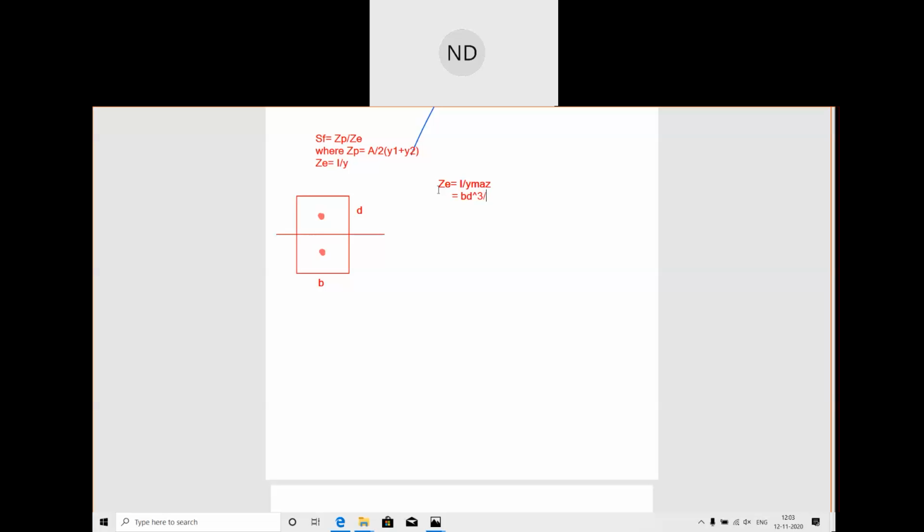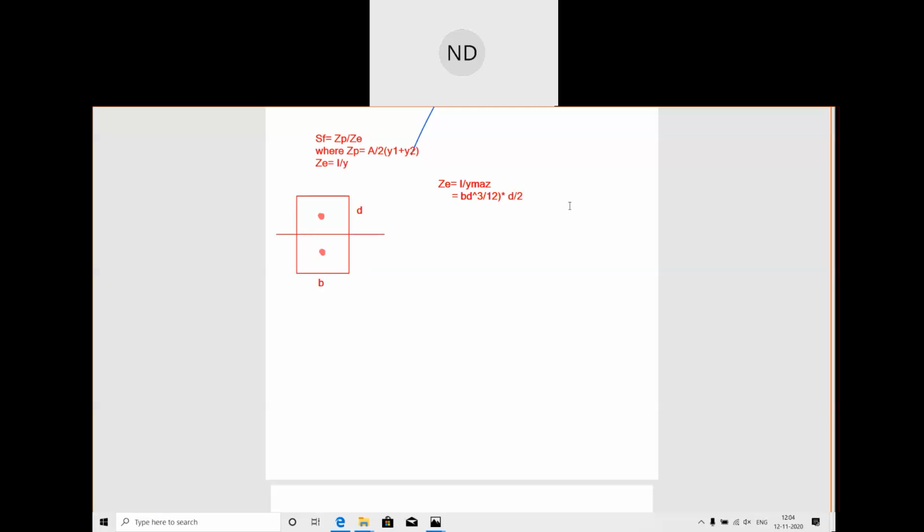BD cube by 12, bracket, you can close this. Y max is how much? This Y max is d by 2. The maximum distance from the bottom, for this depth, maximum is from the CG. From the CG, this is for the entire body, this is the neutral axis. The maximum distance from the CG to the bottom portion is how much? This one, d by 2. This portion, d by 2 from here to here. So this will be d by 2.